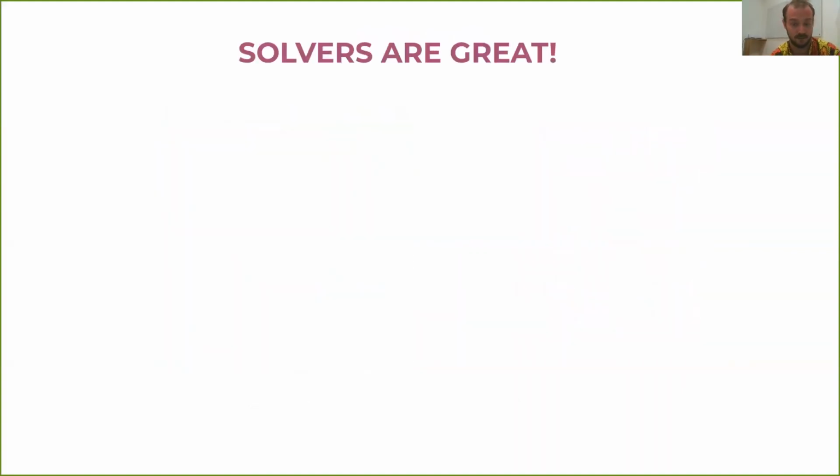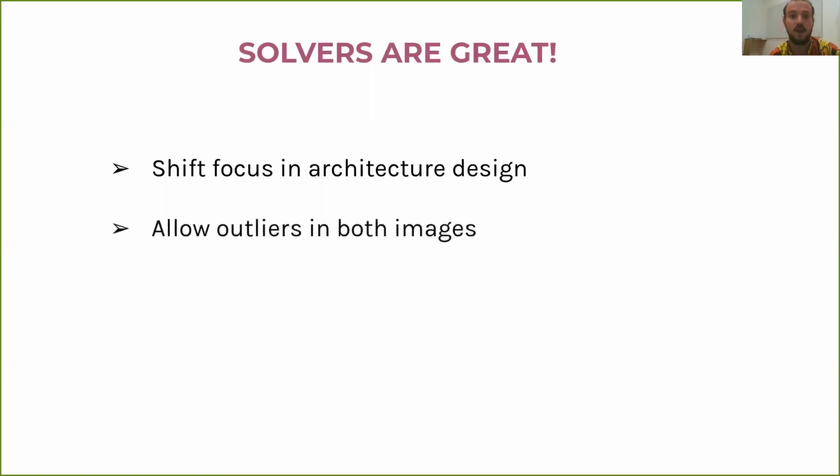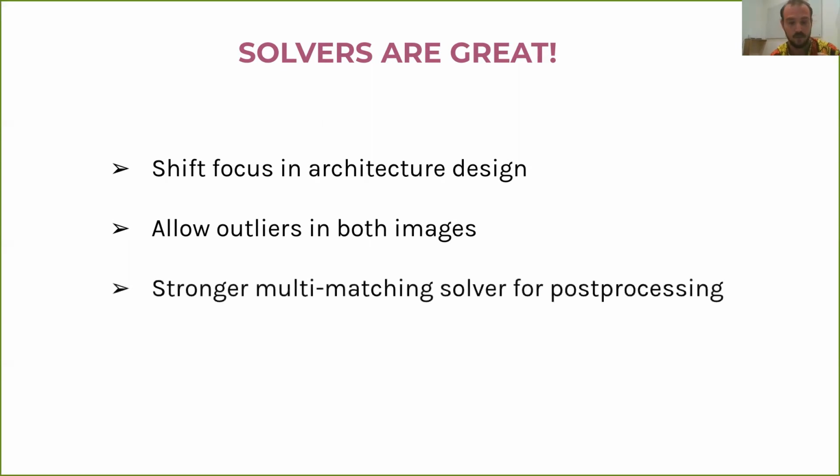There are other advantages of having solvers inside architectures than just performance. For one, it simplifies the whole architecture design, since we can focus on constructing good features and good instances instead of constructing matching procedures. And we can handle more interesting combinatorial setups, such as having outliers, unmatched key points in one or in both images. And finally, we can use stronger, slower, but stronger multi-matching solvers for post-processing.